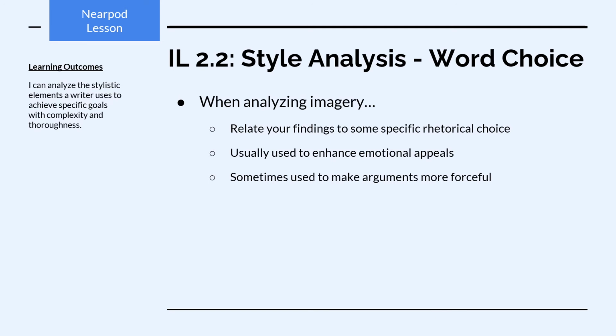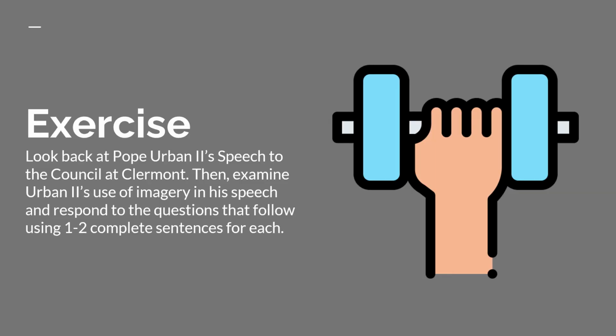Pause this video for another exercise. Look back at the speech you've been looking at and examine Pope Urban II's use of imagery in his speech. Respond to the questions you're given using just 1 or 2 complete sentences each.